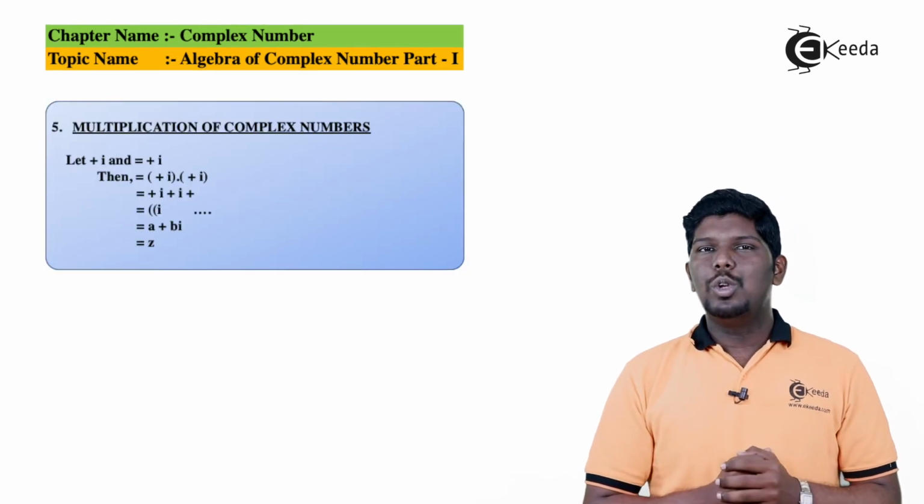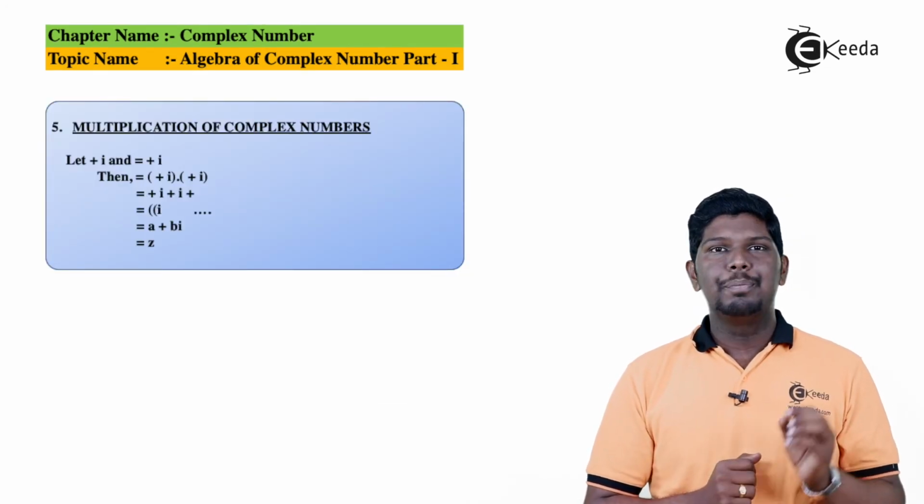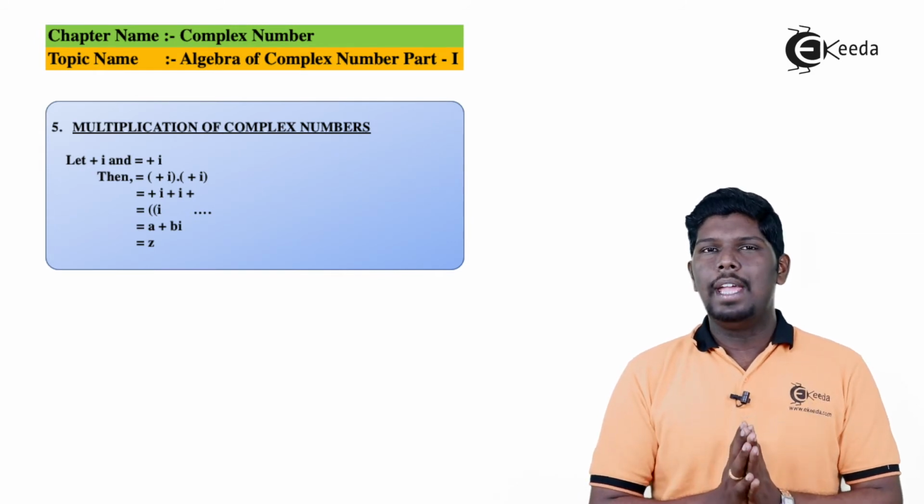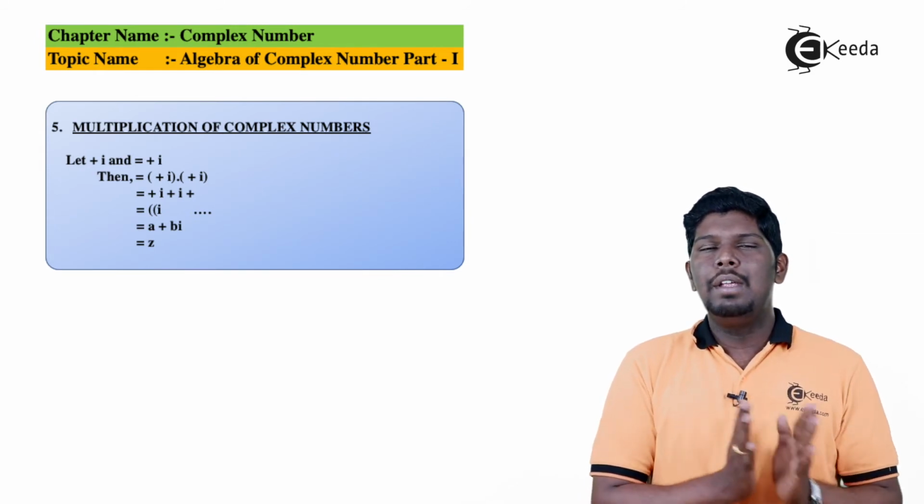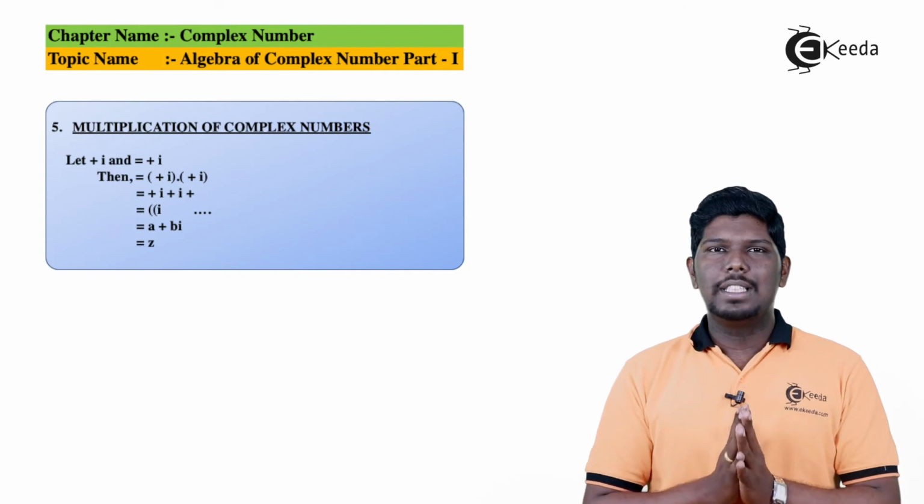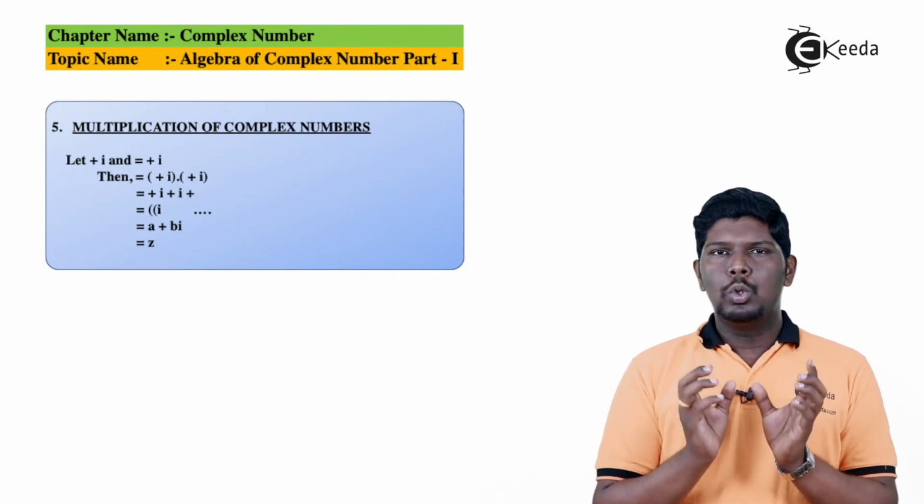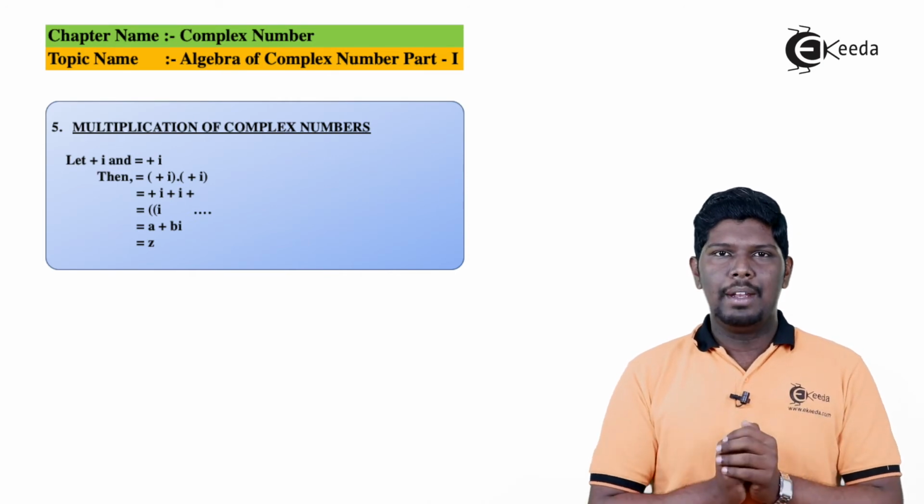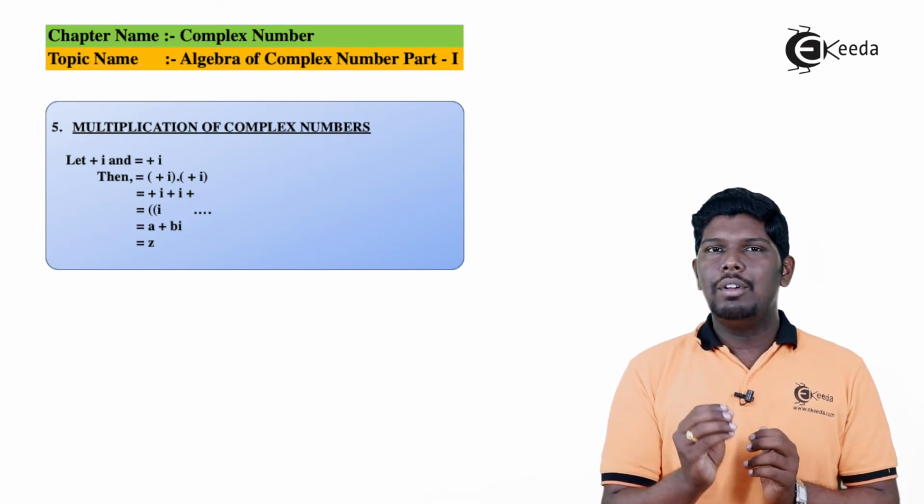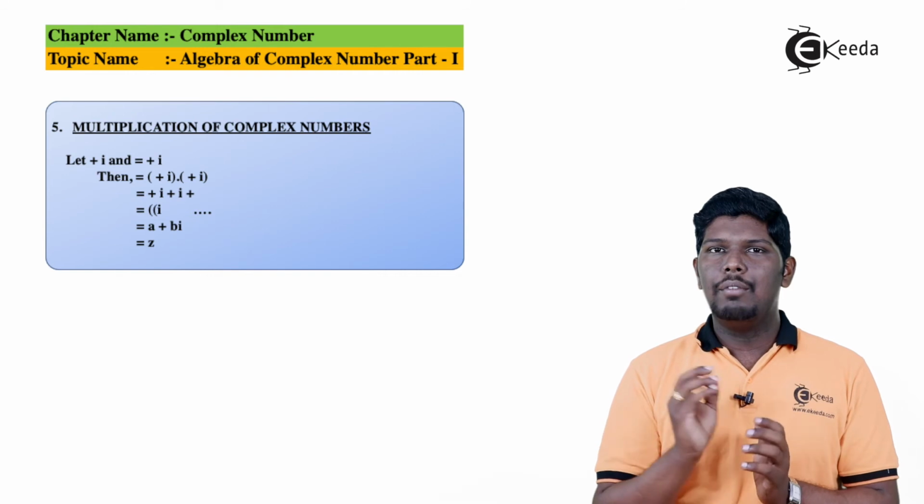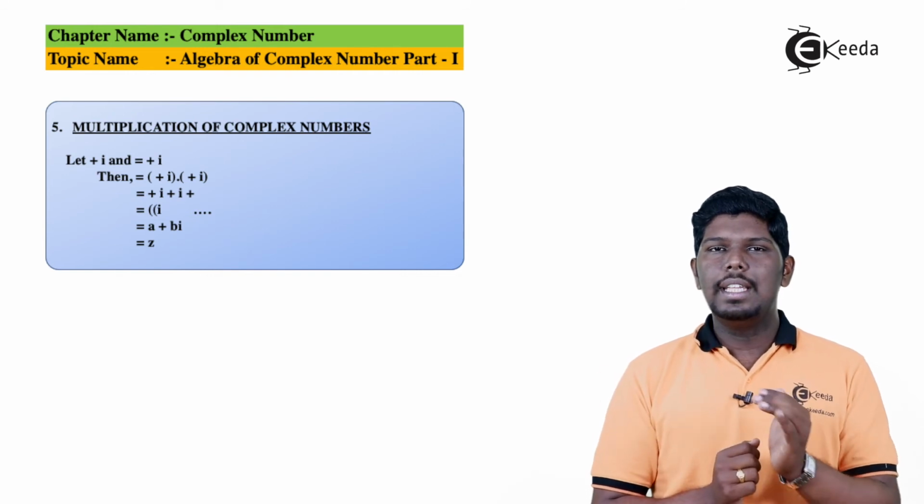The next algebraic calculation is the multiplication of complex numbers. In this case, we are going to multiply in a similar way to what we have done previously. If we have two complex numbers, say a1 plus b1i into a2 plus b2i, we are going to expand the bracket in the same manner. But remember, wherever we get i, we will separate these terms, and wherever we have i square, we will write it as minus 1.